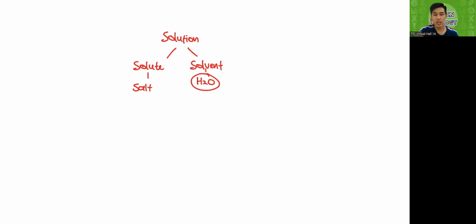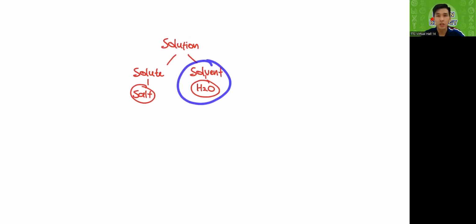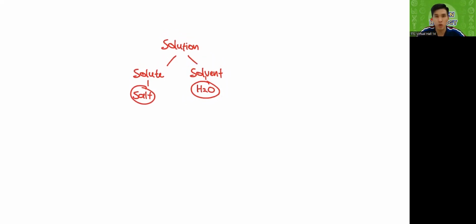Then I get salt solution. If I want to make sugar solution, sugar, water. I want to make Milo powder, water. So in our chapter 3, solvent will always be water. Unlike chemistry, where you have organic solvent like alcohol, in this case, our solvent is always water.